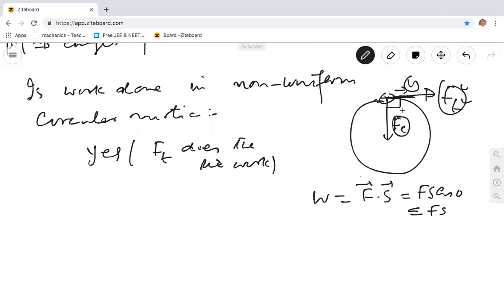You see, let me put things as simply as possible, and let you remember as many things as possible. Fc, I will write Fc. Fc, the centripetal force, does no work.